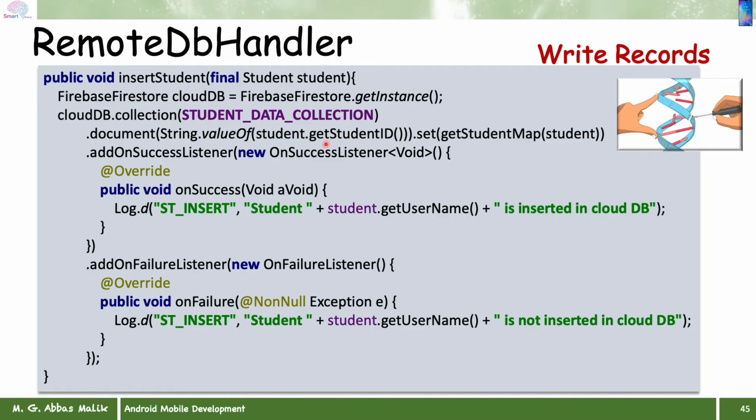For each student, I am going to create a document based on the student ID itself, and then I am getting the student map. I have a method which takes the student object and converts it into this key value pair map, and then returns it back, and that map is given to the set method, and that will be added inside that particular specific document inside this collection.